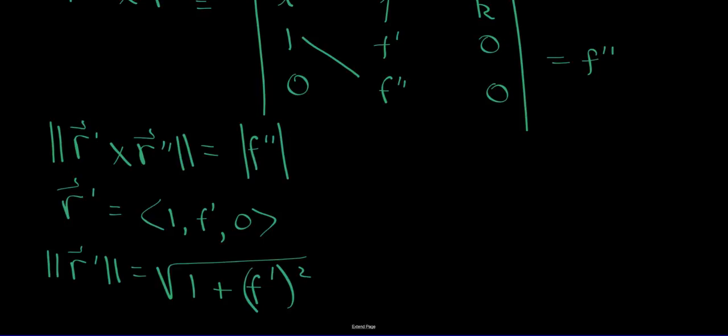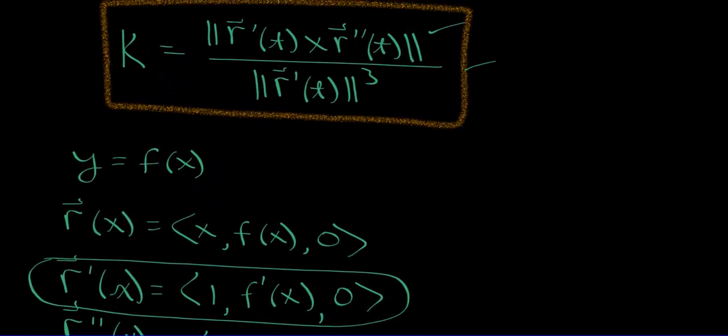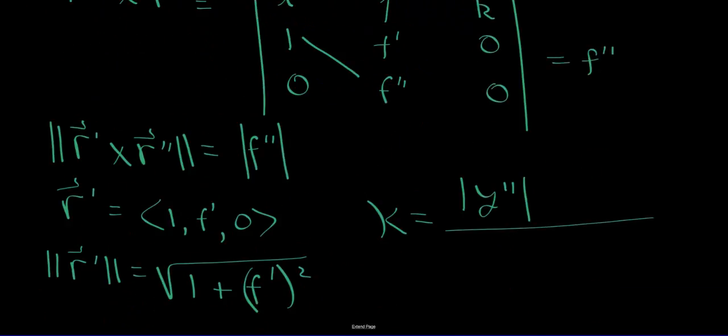So whenever you have a scalar function in 2 dimensions and you want to get curvature, you put these things together. Curvature is equal to the absolute value of the second derivative, all over the square root of 1 plus f prime squared. But remember, it was cubed here, right? So it's the square root of 1 plus f prime squared, all raised to the 3rd power.